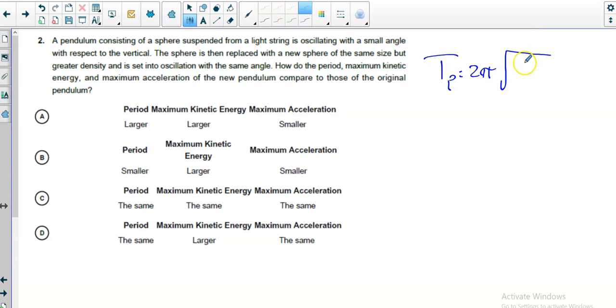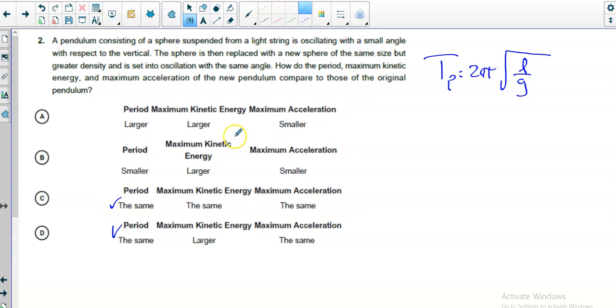and let's see, square root of L over g. And the length is all that matters, not the mass. So by changing the mass and not changing the length, I'm down to the period being the same. It's one of these two. So I'm down to a 50-50 guess even if I'm stuck.